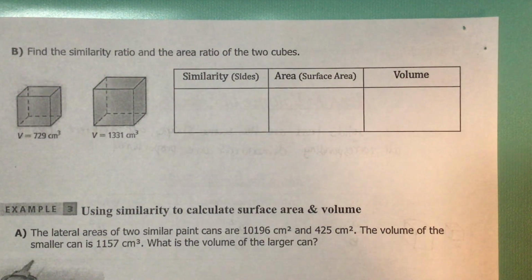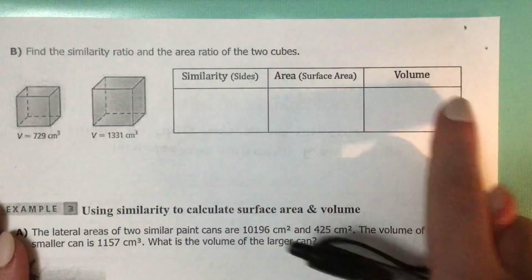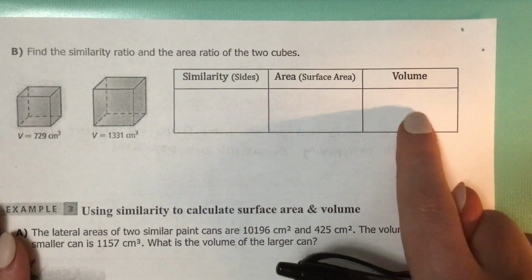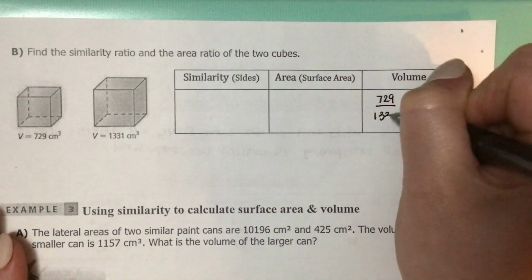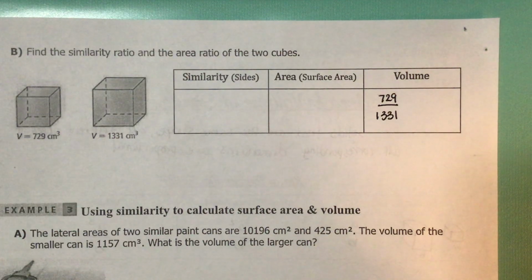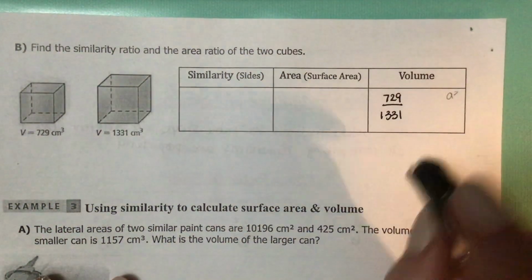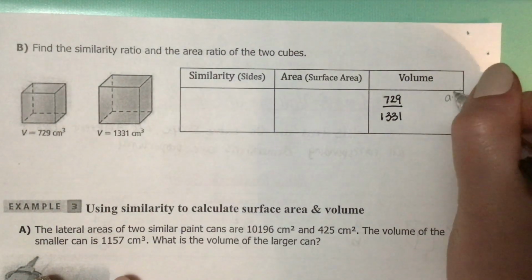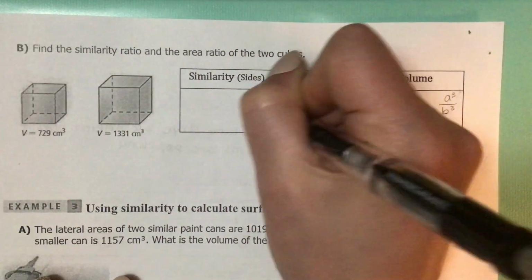So here it says, find the similarity ratio and area ratio of the two cubes. So what we've got going on, are we given the two volumes? So when we write this ratio out, we know it needs to be in the volume box. I'm going to put 729 over 1,331. And as far as I'm aware, these cannot be reduced. So if we're looking at our basic forms, volume ratio is a cubed over b cubed. Area ratio is a squared over b squared. Similarity ratio is a over b.